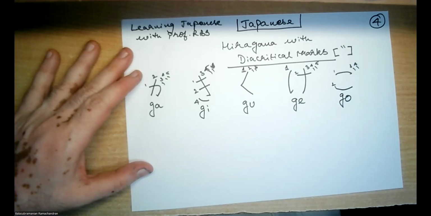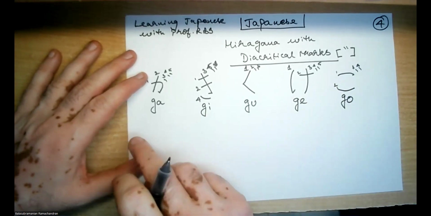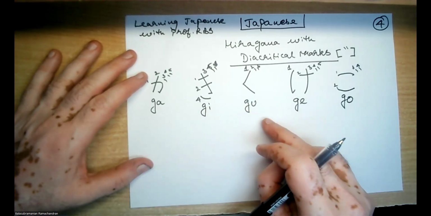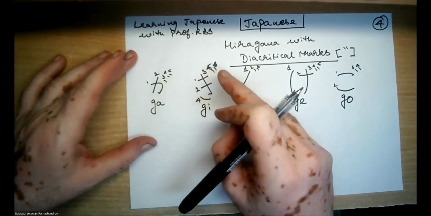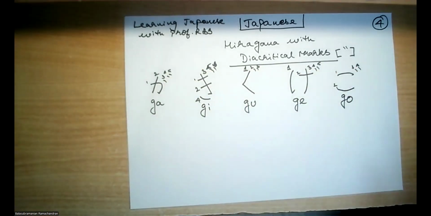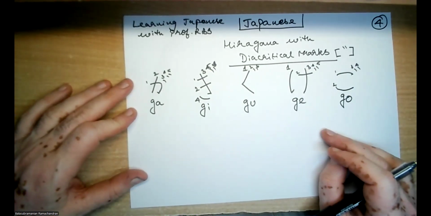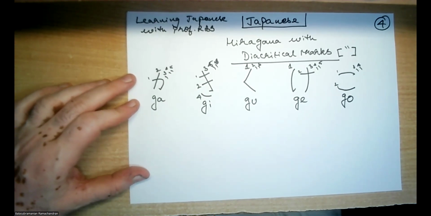Are you clear? Let me just repeat. Ga, gi, gu, ge, go. Essentially, you add these diacritical marks to the ka series and you get the ga series. Okay. So let us go on to the next one. Let me share screen the next series with you.